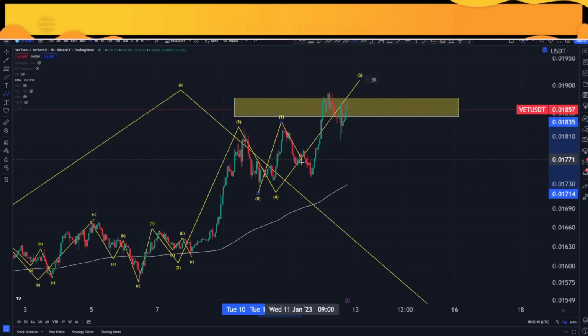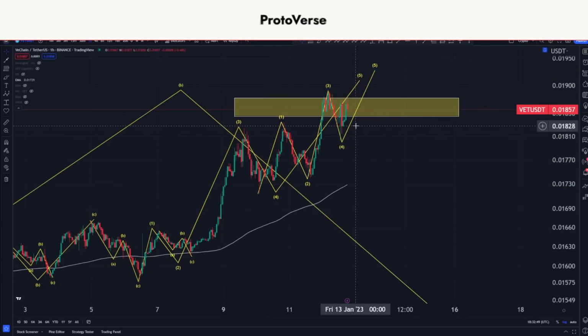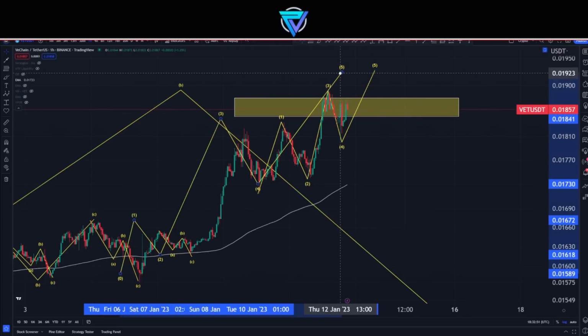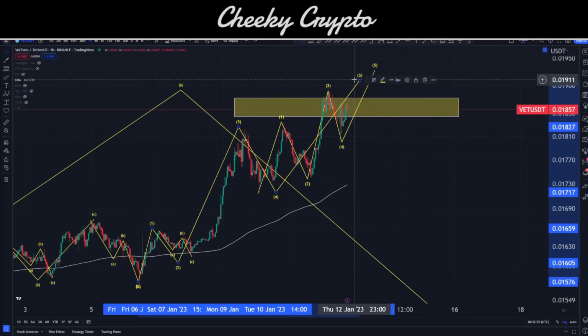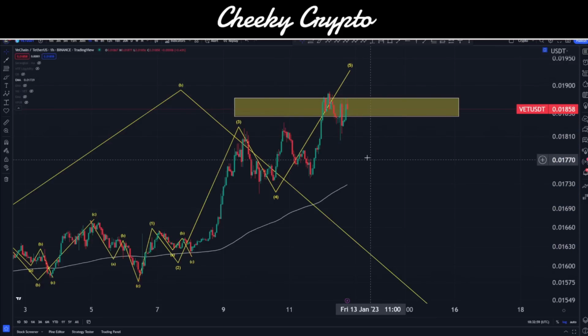So for that, we'd have a wave 1 here, a wave 2 here, a 3, 4, and then we've got to go up into 5. So I think there's a little bit more of a push to the upside here to complete our structure for Vechain's 5th wave movement. And what we want to do is ascertain how high that's likely to go.